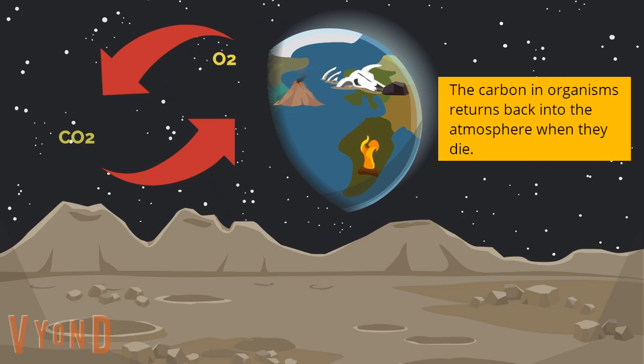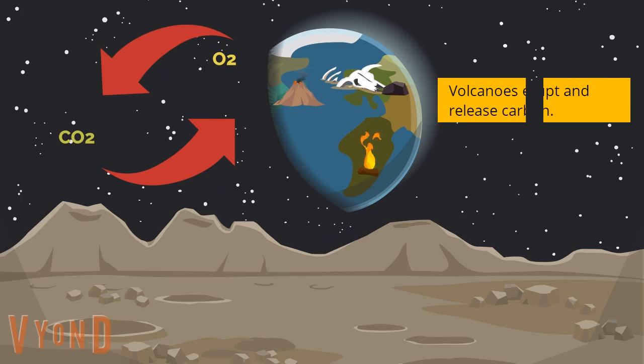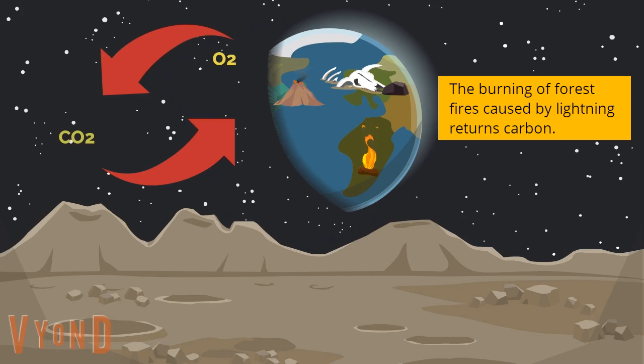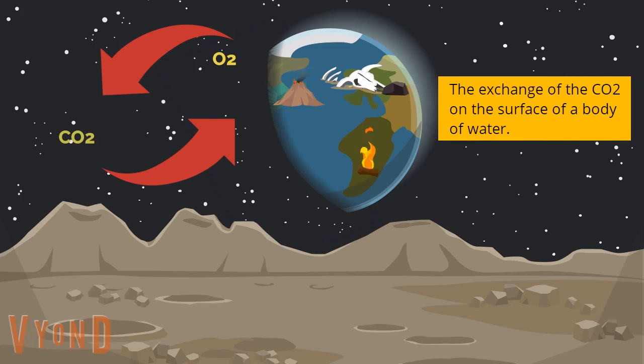The carbon in organisms returns back into the atmosphere when they die. Volcanoes erupt and release carbon. The burning of forest fires caused by lightning returns carbon. And the exchange of carbon dioxide, CO2, on the surface of a body of water.